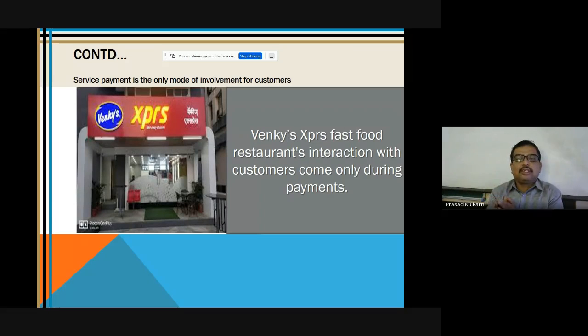If we look at the concept of Darshinis or express restaurants, the service payment is the only mode of involvement for customers. Say you go to the Venky's Express fast food restaurant, you pay the bill and get the receipt given at the counter, you will get the food. So your interaction is happening only at the time of payments or checkouts. You do not have much interaction with the employees of the organizations. So the customer involvement in such services is low.